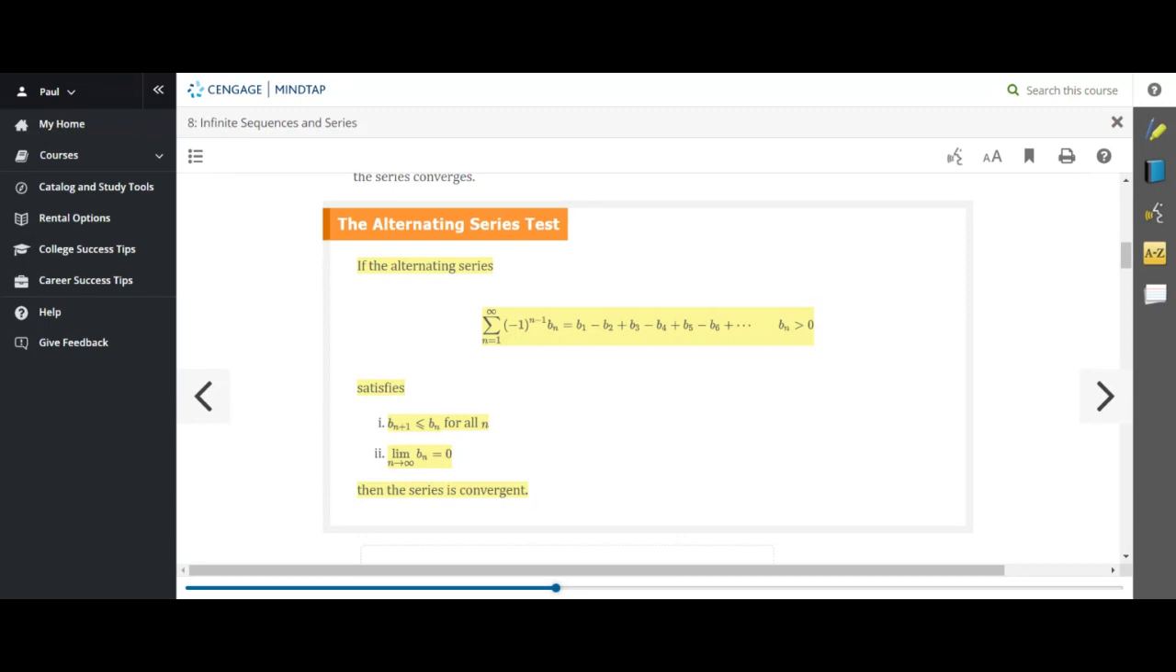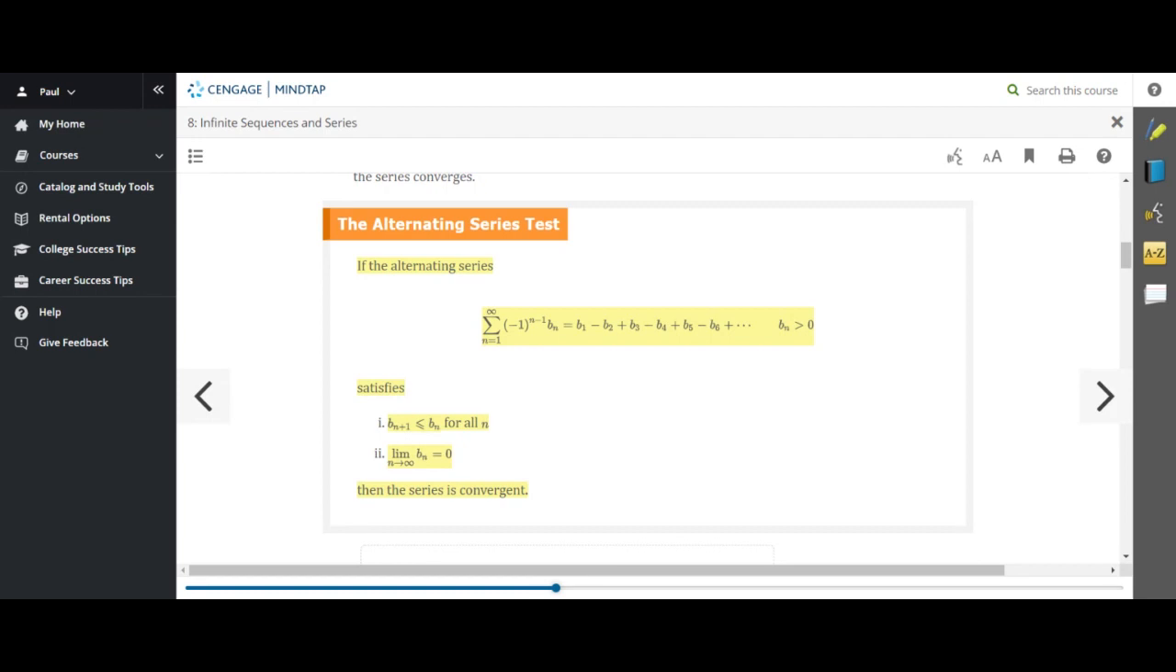Condition 1 says that b sub n plus 1 is less than or equal to b sub n. Well, what that means is that the terms of the series are decreasing. Okay, the terms of the series are decreasing, or eventually they're decreasing. The second condition of the alternating series test is that the limit of the terms b sub n has to equal 0.